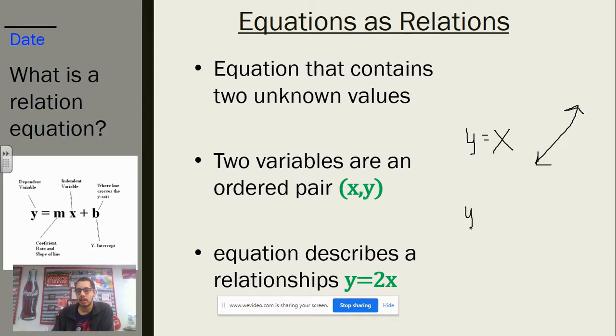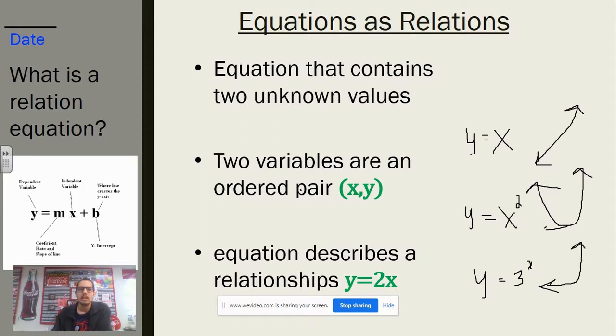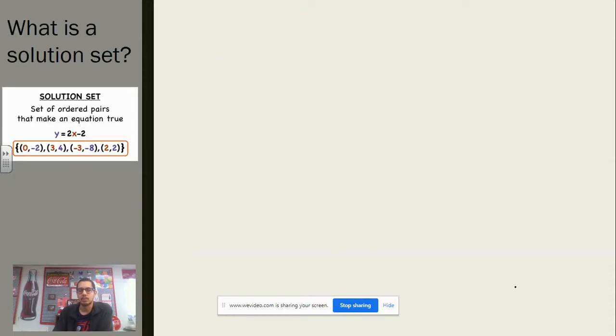We're going to be talking about quadratic relationships. This would be y equals x squared. This is where we get our parabola, our u shape. And then we have y equals some number to the power of x. This would be an exponential equation, and this is where we get that exponential curve. So an equation relation is an equation that contains two unknown values, which are going to be represented as an ordered pair, and the equation describes a relationship. And we're going to be looking at three different relationships: linear, quadratic, and exponential.